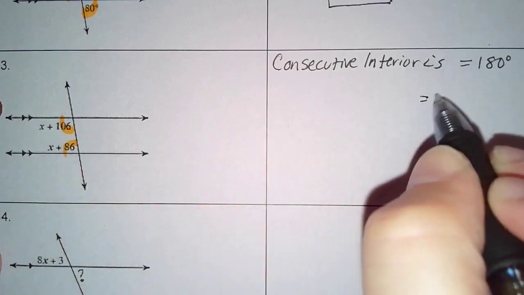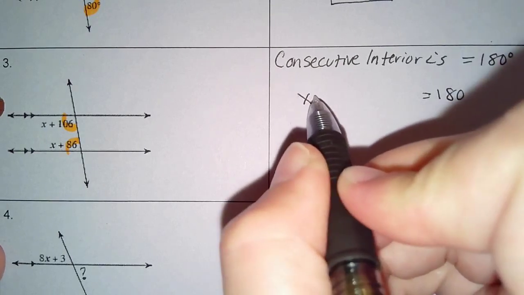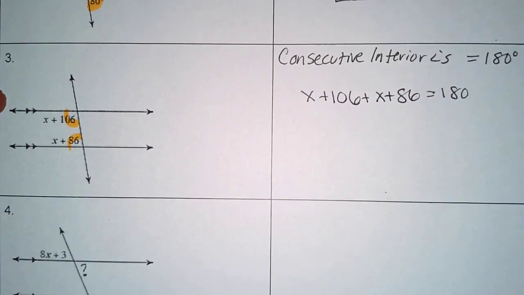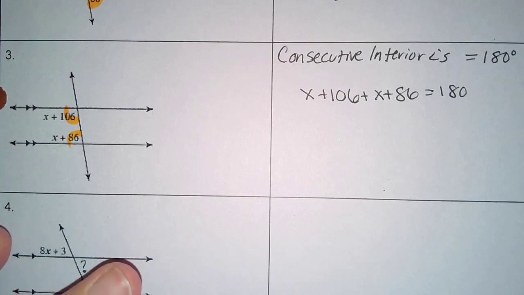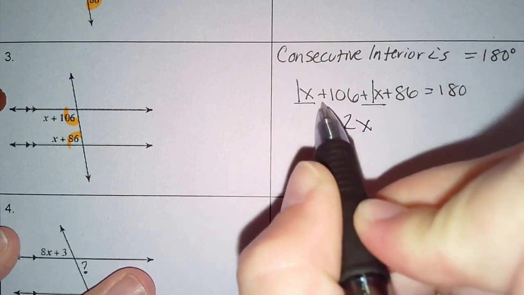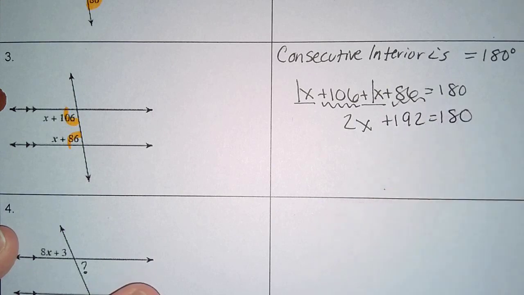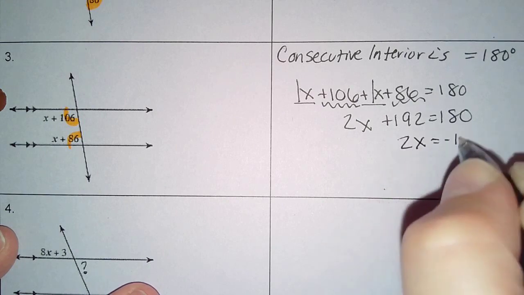So on the right side I have 180. What's the left side need to look like? X plus 106 plus X plus 86. Good. So I'm adding them both together. If you wanted to combine them before you got to that step, I'd be okay with that. So if right off the bat you said 2x plus 192 equals 180, that'd be okay. Otherwise, set it up like this and now combine. 1x plus 1x is 2x. 106 plus 86 is 192, equals 180. Subtract 192 on both sides, so 2x equals negative 12.